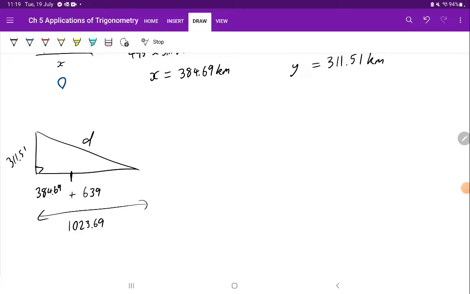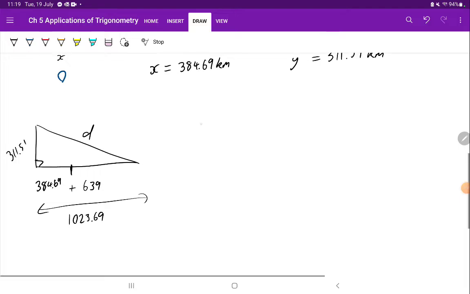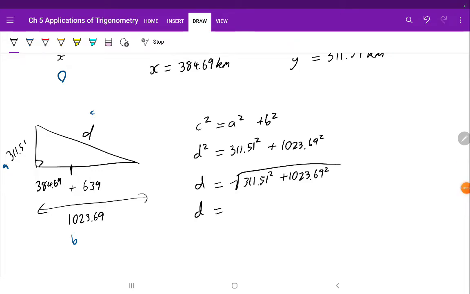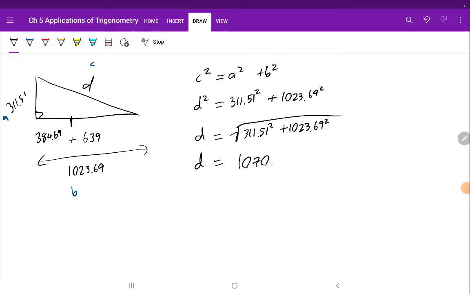Alrighty, so I've now worked out all of the information here, and now all I need to do is use Pythagoras' theorem. So c squared is equal to a squared plus b squared. And in this case, I'm just going to make this a, this b, and this c. So we get d squared is equal to 311.51 squared plus 1023.69 squared. Take the square root of both sides, stab into a calculator, and this gives us 1070.04 kilometers, or after rounding to the nearest kilometer, 1070 kilometers.